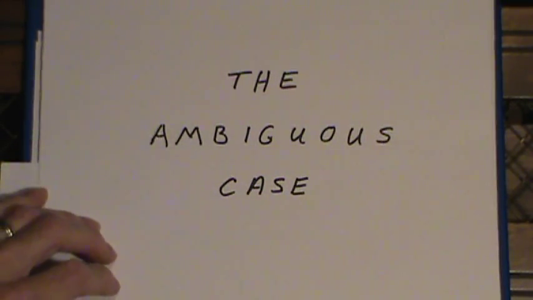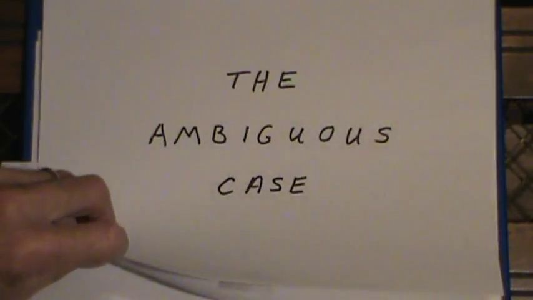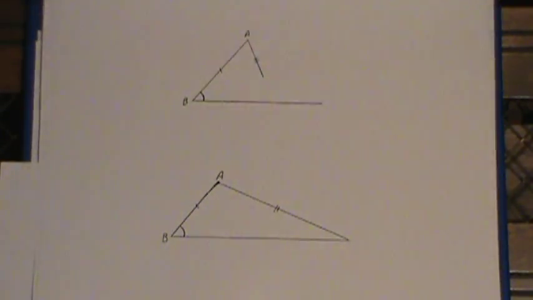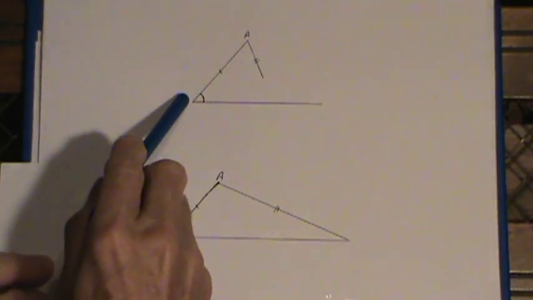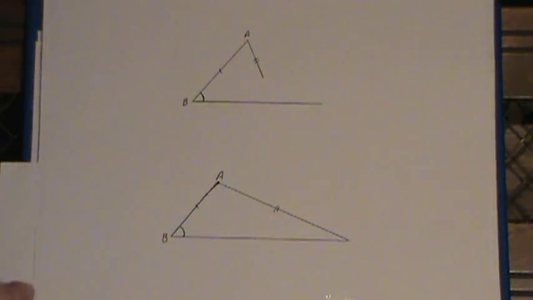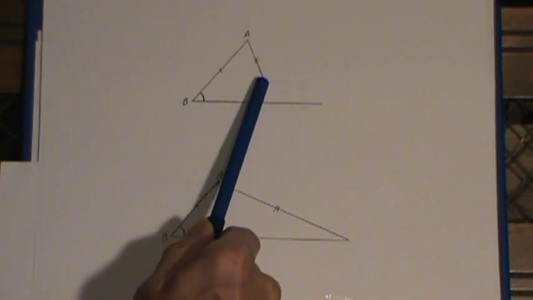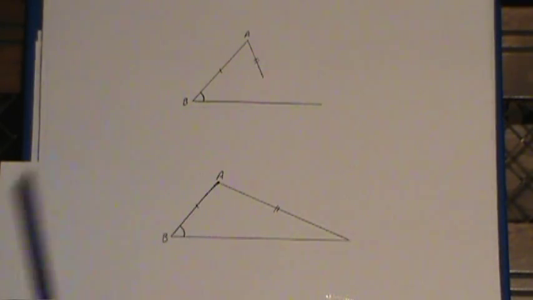The ambiguous case in trigonometry is the case where you're given an angle, a side adjacent to the angle, and a side across from the angle. Now there are a couple of different things that can happen in this situation, one of which is that the side they give you across from the angle isn't long enough to reach.